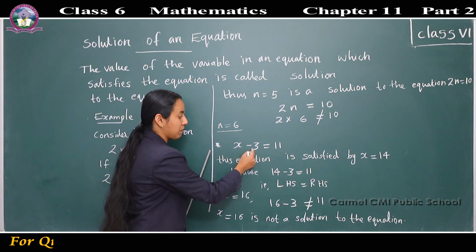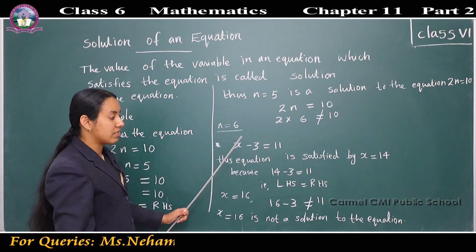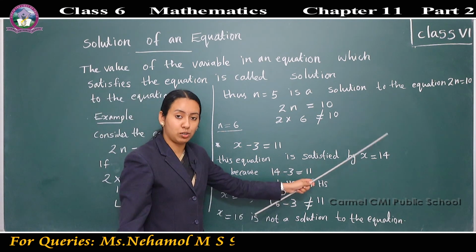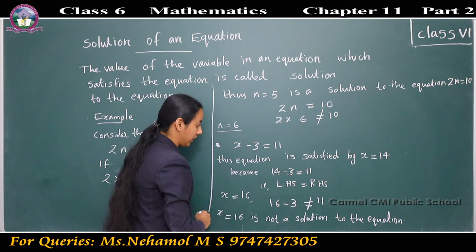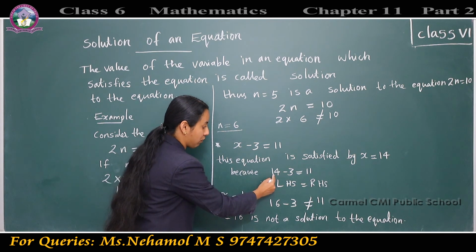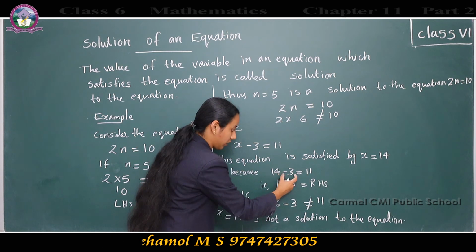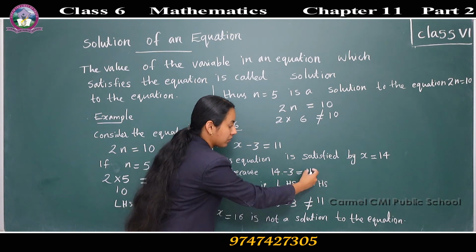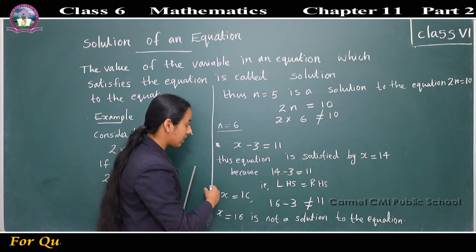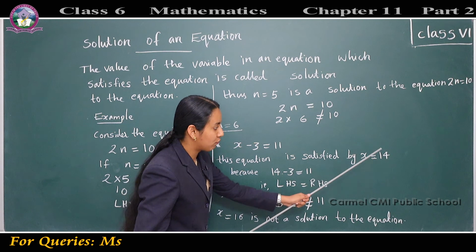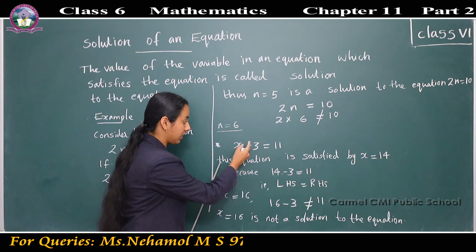Consider another equation, x minus 3 is equal to 11. This equation is satisfied by x is equal to 14. If x is equal to 14, our equation becomes 14 minus 3, which is equal to 11. 14 minus 3 is 11. So, LHS is equal to RHS. So, we can say x is equal to 14 is a solution to the equation x minus 3 is equal to 11.